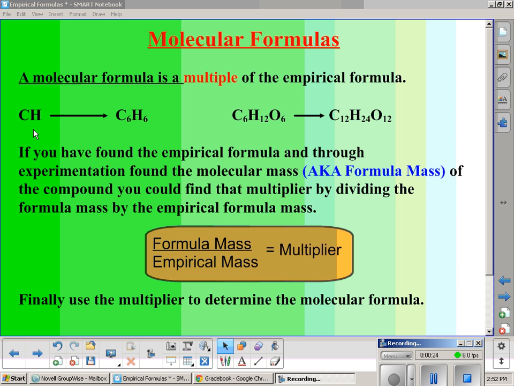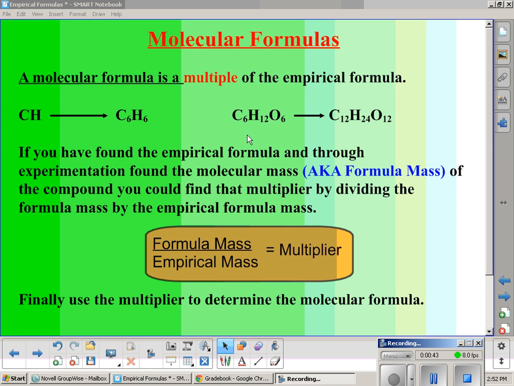We're going to find, and I'll teach you how to do this in a little while, a multiplier to run through this empirical formula, and so our molecular formula would end up being C6H6. So you can see that this is just a multiple. If your multiplier was 6, you'd end up with 6 of each.